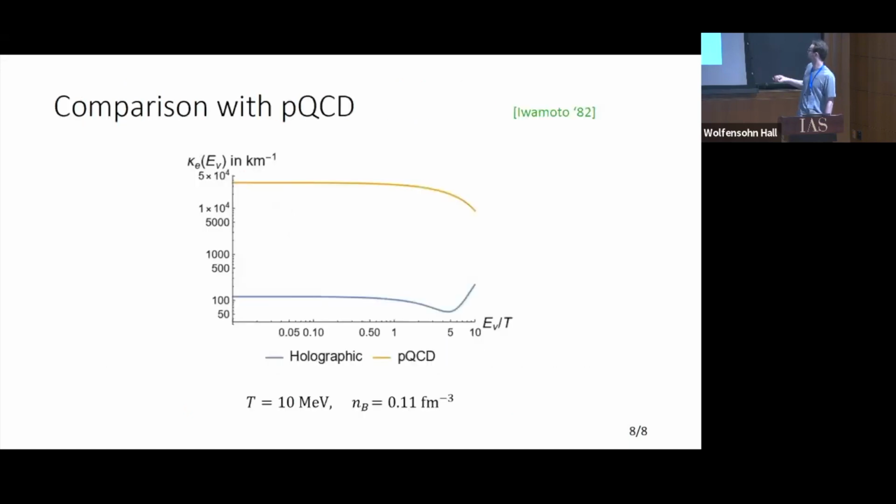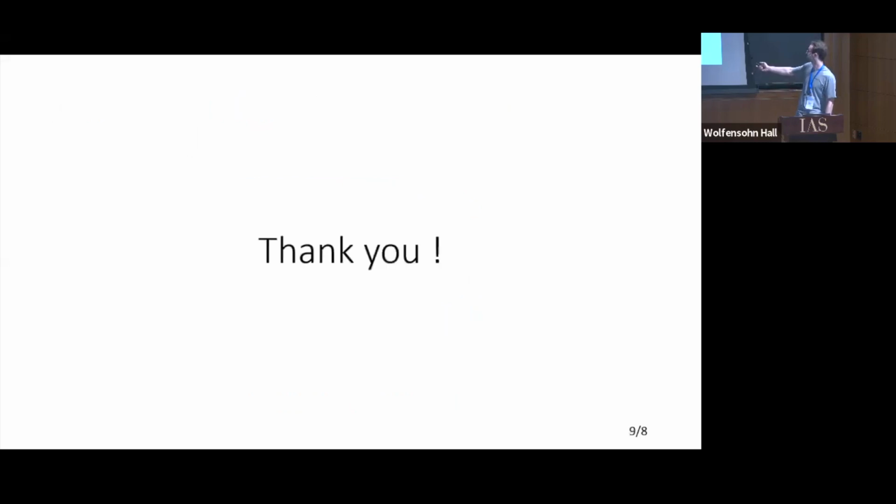Okay, the last result I will show is a comparison of the absolute value of this opacity with the leading order result from perturbative QCD, which shows that our result is about 2 orders of magnitude smaller, which suggests that strong coupling effects highly suppress the neutrino opacity. Thank you.